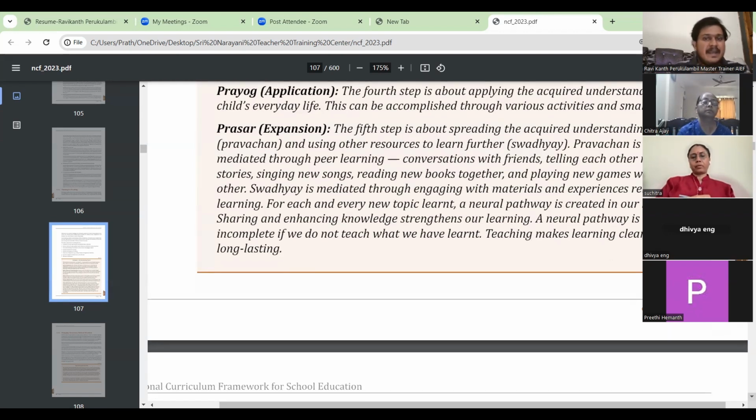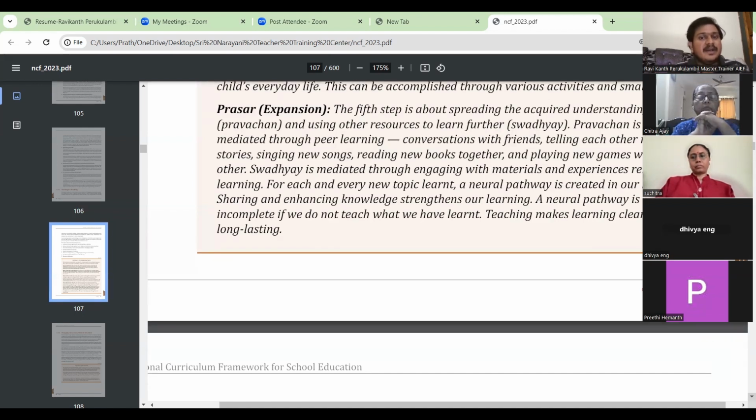And then Prasar, which is expansion. This is the 5th step wherein children should be allowed to explore the understanding. The 5th step is about spreading the acquired understanding, pravachan, and using other resources to learn further, swadhyay. Children have to learn on their own. Pravachan is largely mediated through peer learning, conversation with friends, telling each other new stories, singing new songs, reading new books together, and playing new games with each other. Swadhyay is mediated through engaging with materials and experiences related to learning.